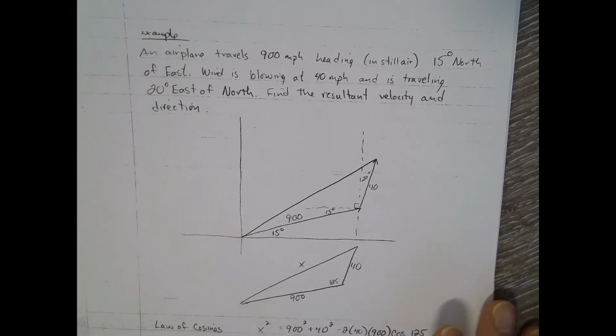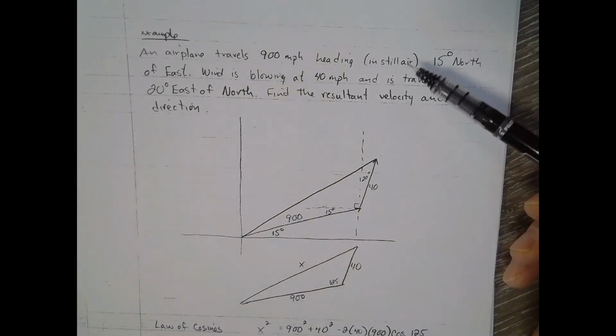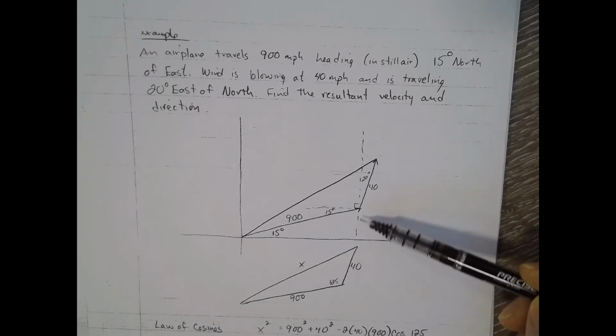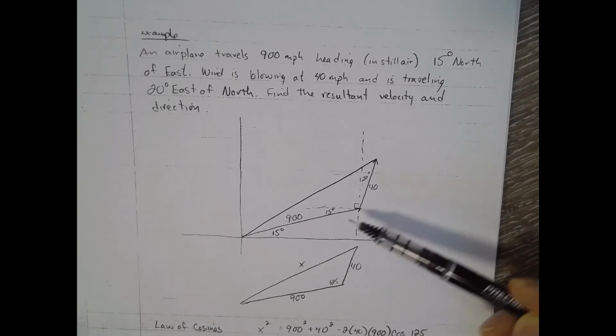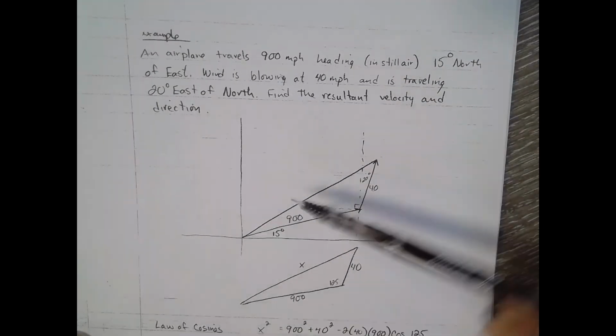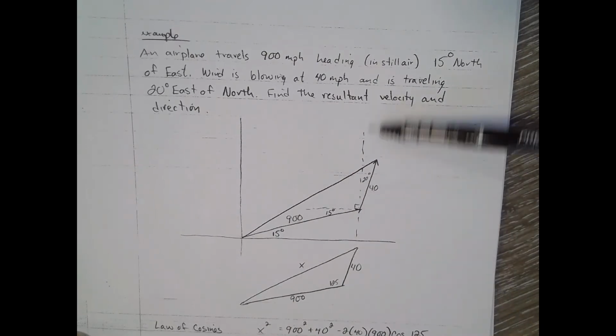Okay, so an airplane travels at 900 miles per hour heading in still air, 15 degrees north of east. Okay, so north of east means it's right down here. That's our 15-degree angle. Wind is blowing at 40 miles an hour and is traveling 20 degrees east of north. So there's north.